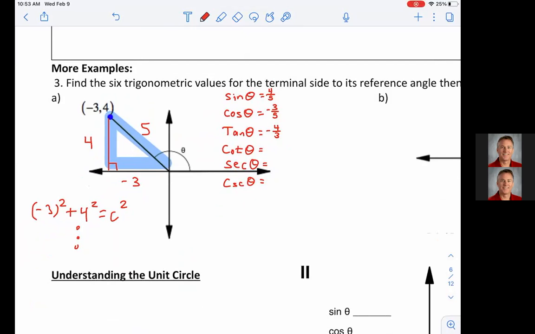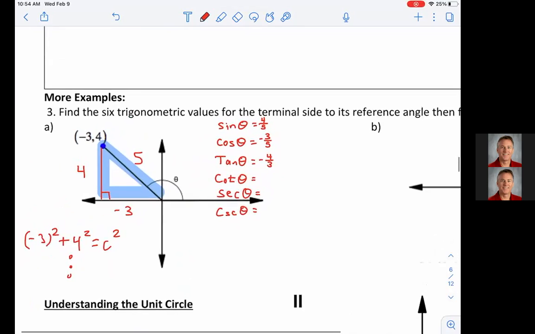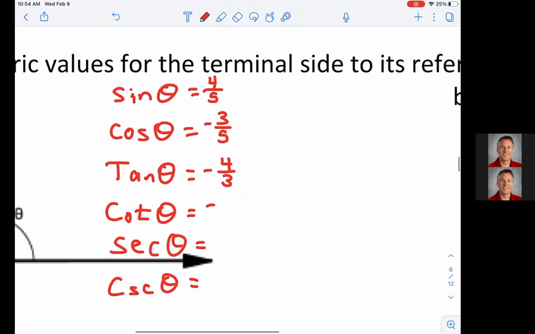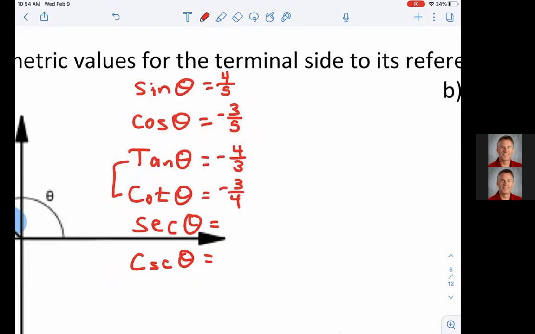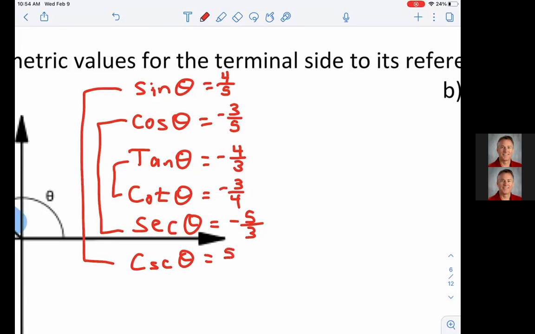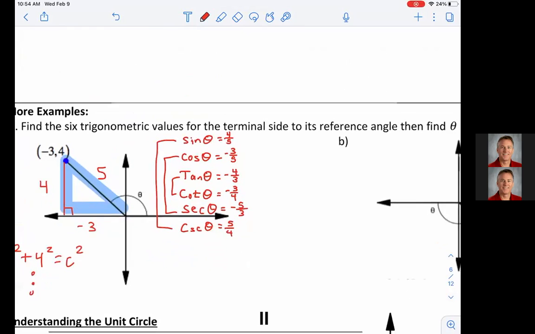Now, if we have those, they're reciprocal, it should be pretty easy. We just flip them over. So the cotangent is the tangent flipped over, so that will be -3/4, because those two go together. The cosine goes with the secant, so I'm going to flip that over and make that -5/3. And the sine goes with the cosecant, which would be 5/4.